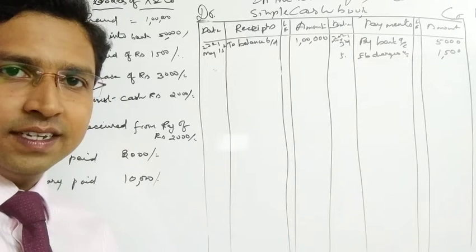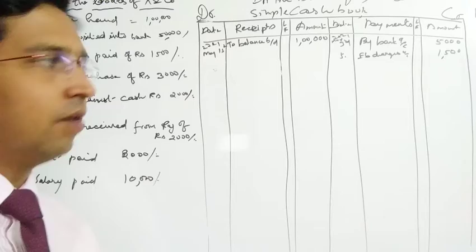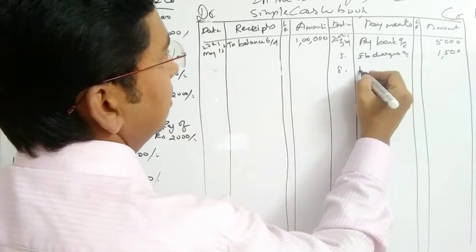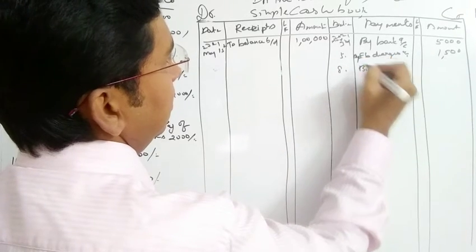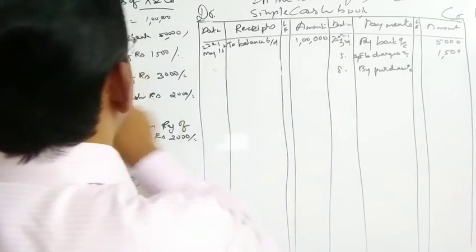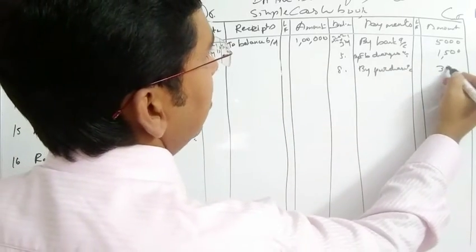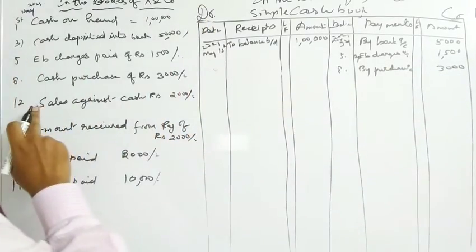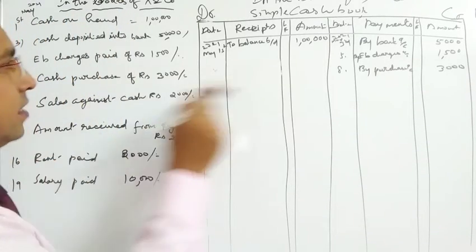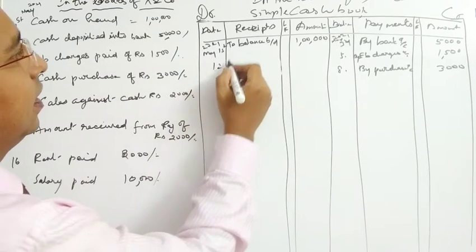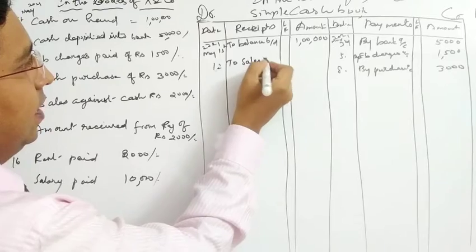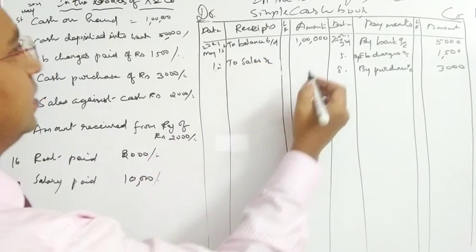Then next, cash purchase of rupees 3,000. We are purchasing against cash, so cash is going out. On 8th, by purchase account, 3,000. Then sales against cash on 12th. Cash is coming in for sales, so to sales account, 2,000.